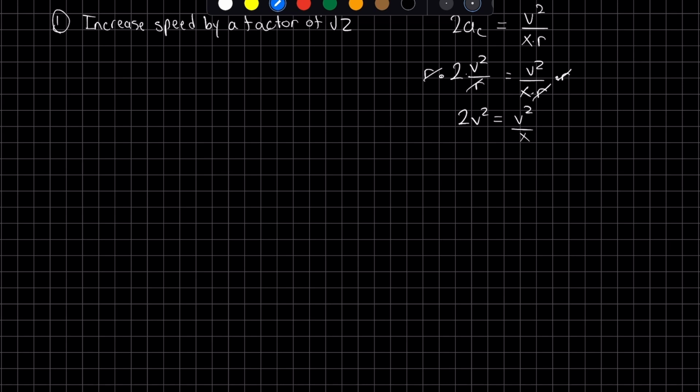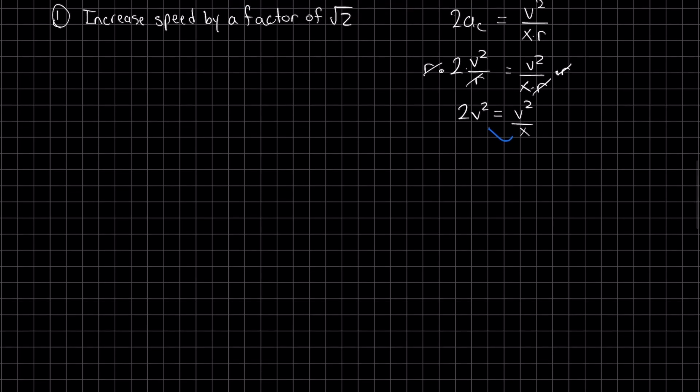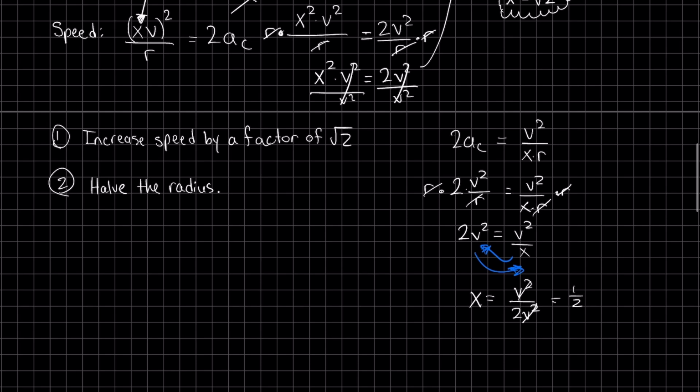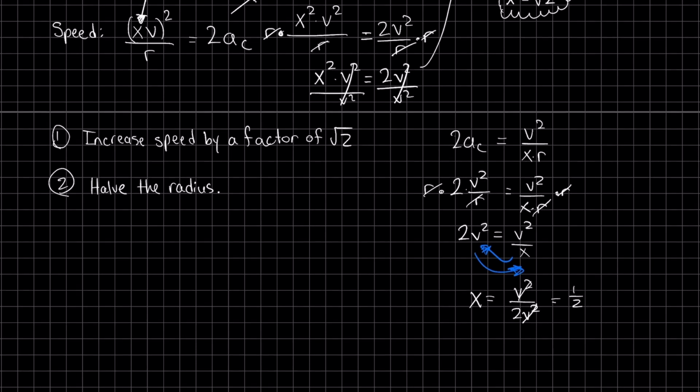Using a mathematical trick, I can swap the positions of the x and the 2v squared. So I'm going to get that x equals v squared over 2v squared. I get my v squareds to cancel. x is equal to a half. So the second way that I can double my centripetal acceleration is to halve the radius. And those are the two ways in which I can double my centripetal acceleration. Let's try a very basic problem.